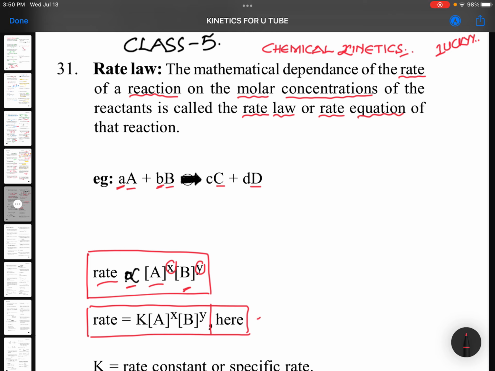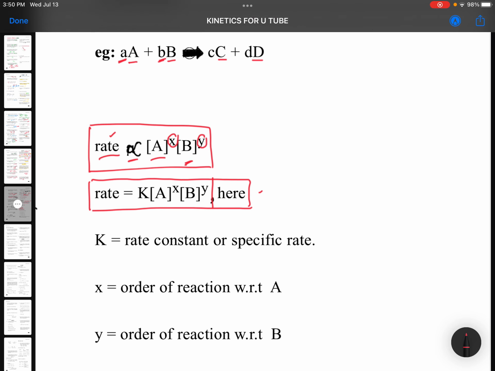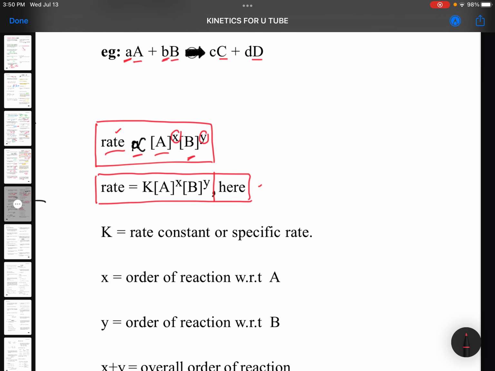So here we are giving the relation between the rate and concentration terms. We are saying the mathematical dependence of the rate of a reaction on the molar concentrations of the reactants. How that is depending is known as rate law, or you can say rate equation. a moles of A and b moles of B give c moles of C and d moles of D. So rate is proportional to [A]^x and [B]^y.